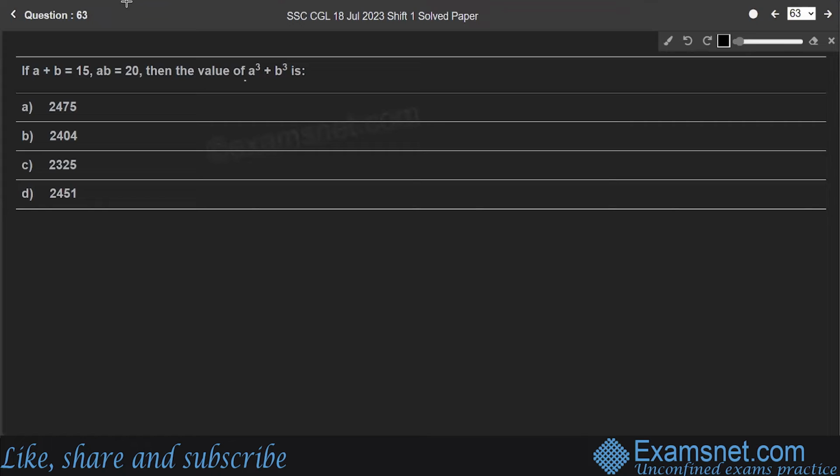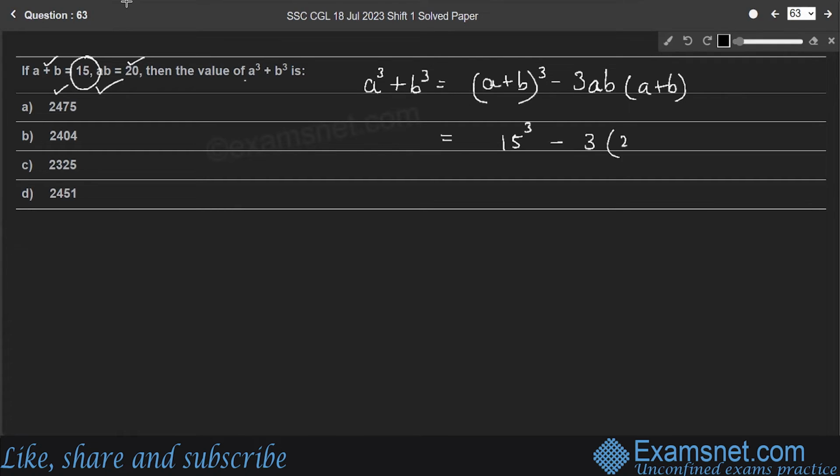Question 63. If A plus B is equal to 15 and AB is 20, then find the value of A cube plus B cube. It's a very simple question. Apply the formula: A cube plus B cube is always A plus B the whole cube minus 3AB into A plus B, right? So directly substitute the values. Since A plus B is 15, A plus B cube becomes 15 cube minus 3 times AB, which is 20, into A plus B, again 15.